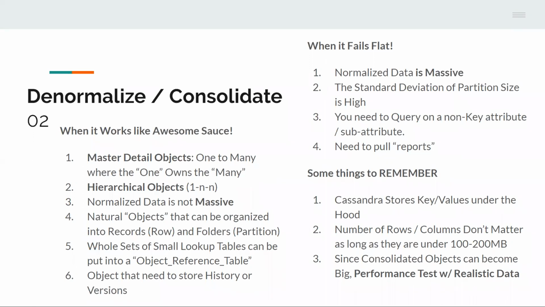So natural objects, when I say natural objects, that can be organized into records and folders. If you have to store, let's say, orders, customer accounts, and really keep it all together, I think those objects make a really good transition. If you have many lookup tables, you can just put that into one table, right? It's a way of consolidating things. Objects that need to store history or versions.